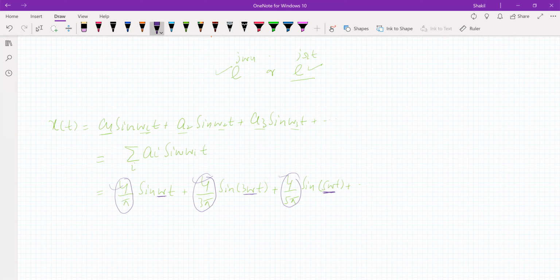If x of t is the given signal and we want to do Fourier analysis of it, our goal is to express it like this: a_i sine omega_i t. Our goal is to determine a_i. a_i will tell us how much content of omega_i is contained in it. And this is referred to as Fourier analysis. So the goal in Fourier series or Fourier transform is to determine how much this a_i is. And how do we do that? That is referred to as the Fourier representation.